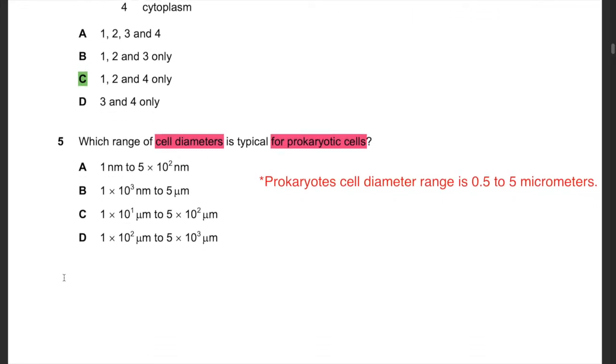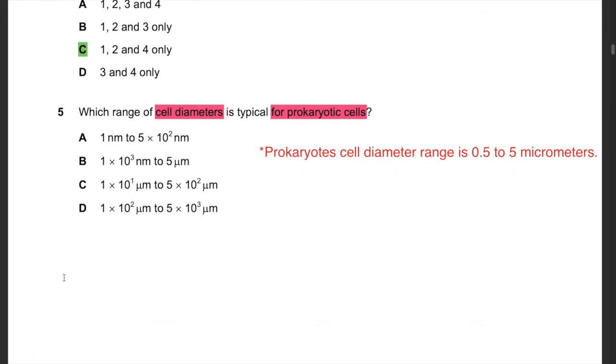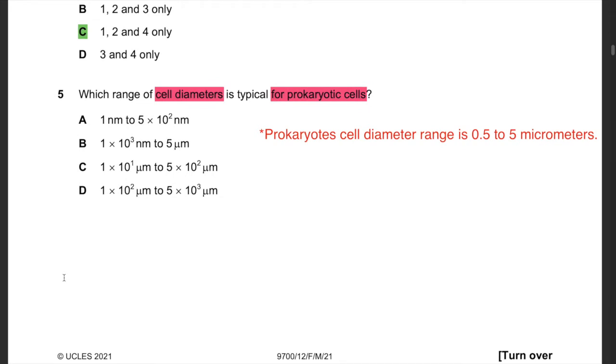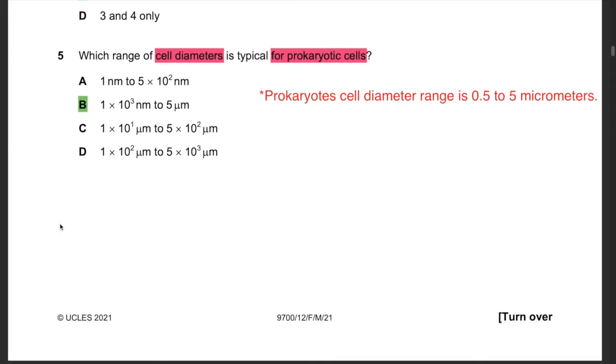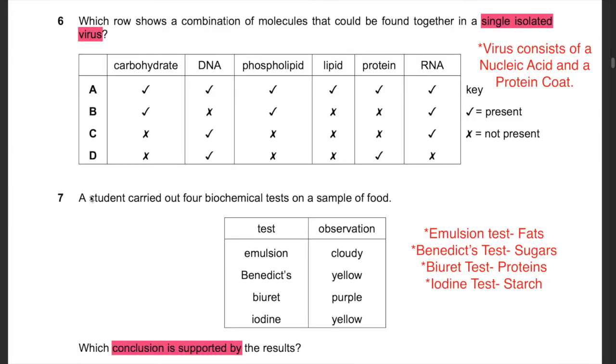Which range of cell diameters is typical for prokaryotic cells? Question 5. Prokaryotic cell diameter is in the range of 0.5 to 5 micrometers, which is the range in B. Question 6: which row shows a combination of molecules that could be found together in a single isolated virus? Here they're referring to a virus, and a virus consists of a nucleic acid core and a protein coat. It doesn't have any carbohydrates. Therefore the answer is D, since no carbohydrates and it has DNA and protein.